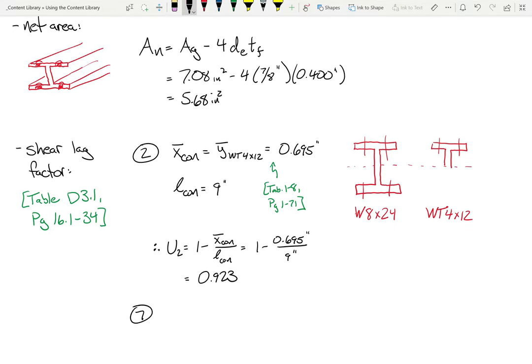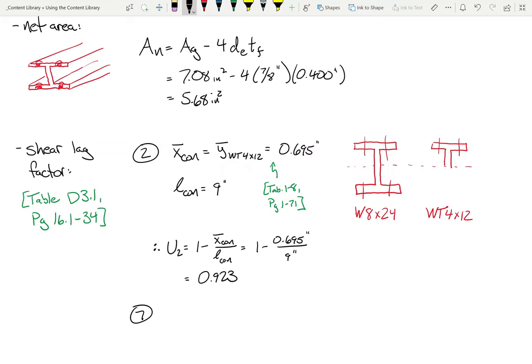Now, let's open up the manual a little bit. What does it say with case 7? So if we look at case 7, first off, we have the description of the element. So we have W, M, S, or HP shapes, or T's cut from these shapes. So essentially what it's saying is any I-shaped cross-section or any T-shaped cross-section where it was cut from an I. It also says if U is calculated per case 2, the larger value is permitted to be used. So we're going to calculate a U2 and a U7 and take the bigger one.